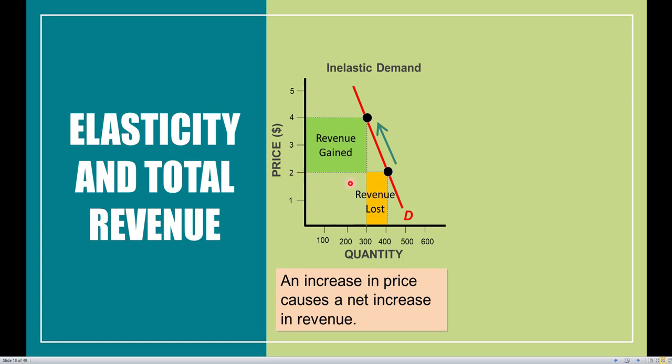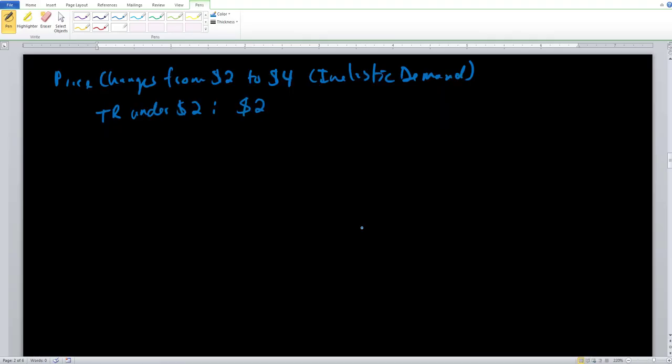So remember, every single point on the demand curve, you can go ahead and read it off. $2, go straight to the demand curve, go straight down. The quantity equals 400. So here, 2 times 400 will give us a total revenue of $800. However, suppose we want to compare this total revenue when we increase the price to $4. So total revenue under $4.